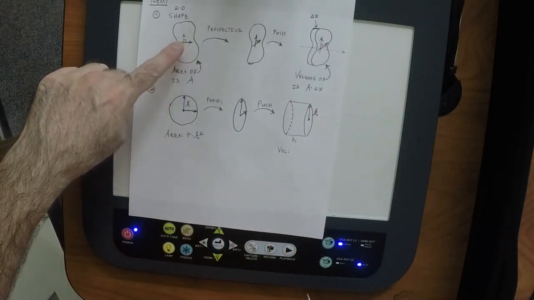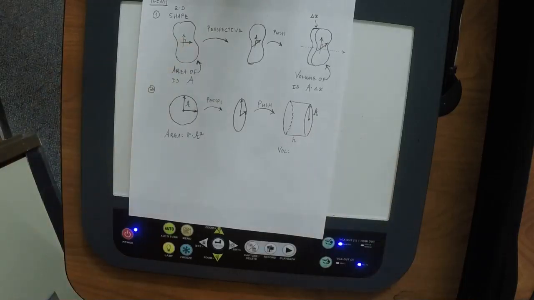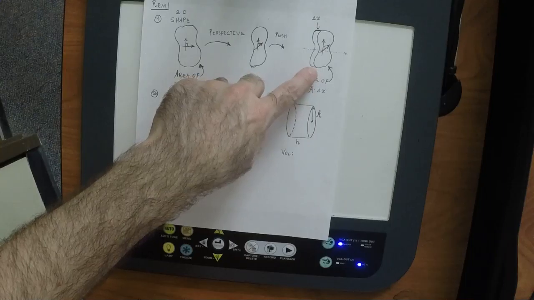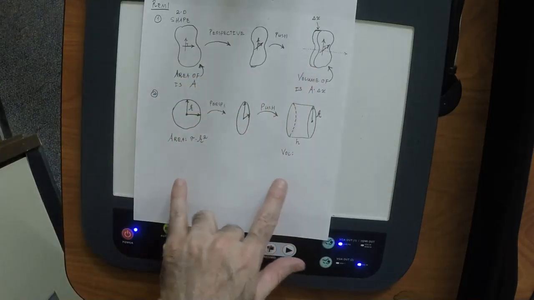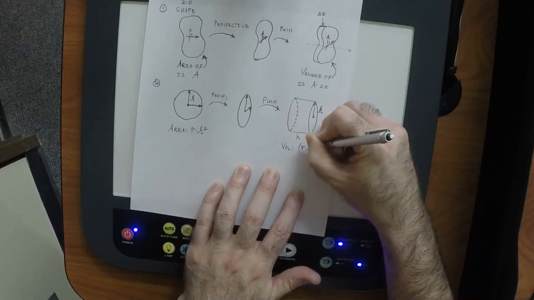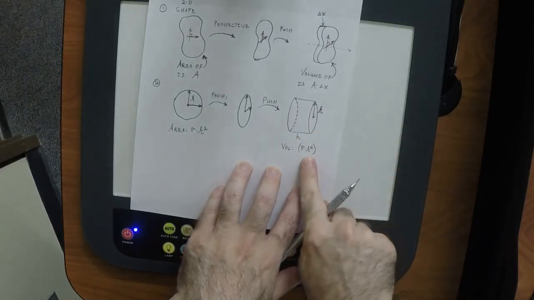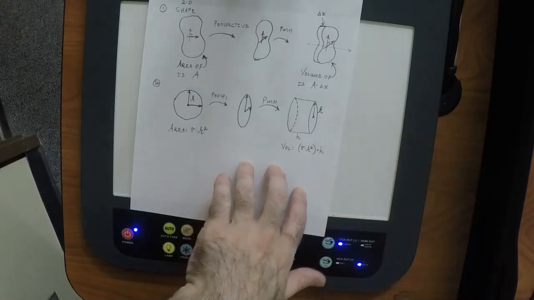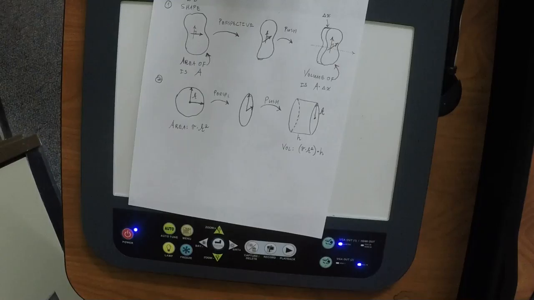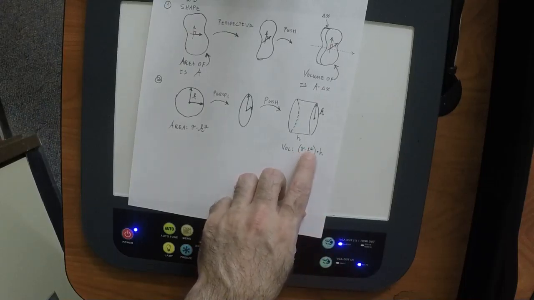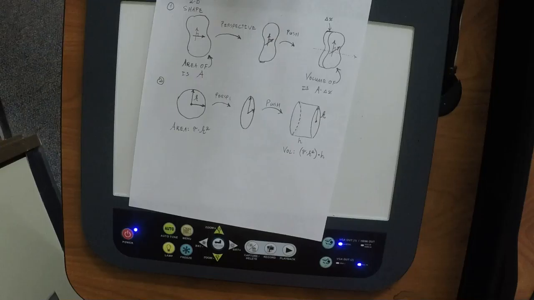If the peanut thingy was area times the distance of the extrusion, then it's exactly the same case here, right? It's area, and then multiplied by the distance of the extrusion, pi r squared h. Of course, the usual formula for the volume of a cylinder doesn't include those parentheses. I just put those parentheses there so you can see, oh yeah, area times the distance of the extrusion.